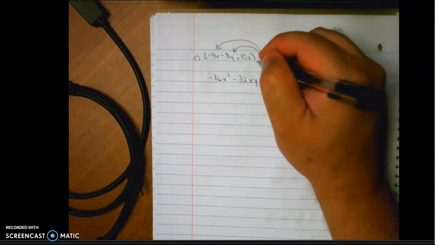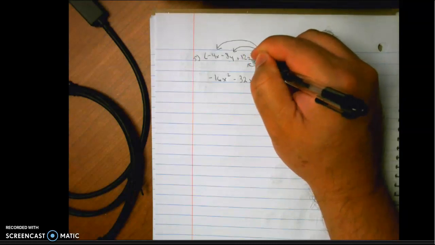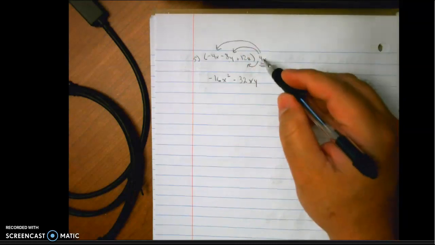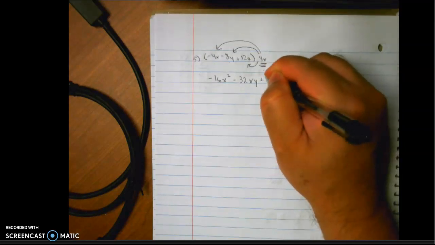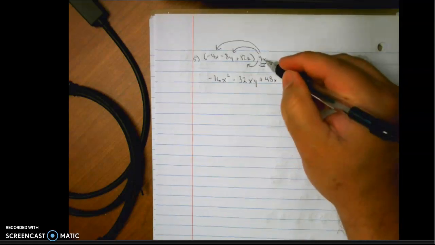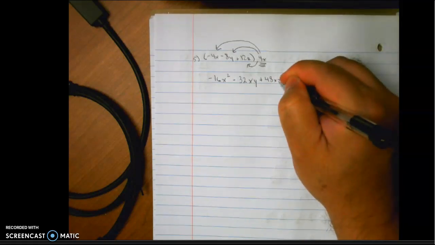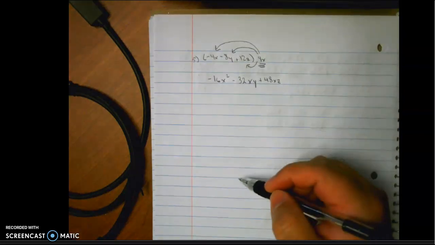Then I'm going to take it times my last term, which is 12z. 4 times 12 is a positive 48. And I have an x from here and a z from that 12. So it's 48xz. And that is our answer.